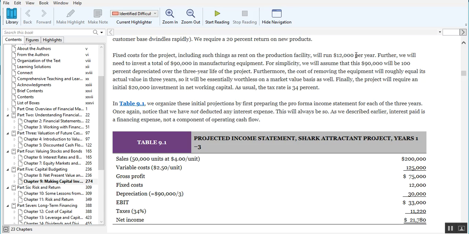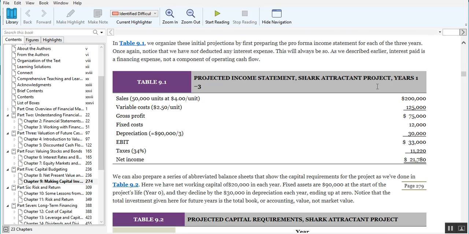We'll need to invest a total of $90,000 in manufacturing equipment, and we're going to assume that it'll be 100% depreciated over the 3-year life of the project. And then the cost of removing the equipment will be roughly equal to its actual value in 3 years, so it'll be worthless. And then finally, the project will require a $20,000 investment in net working capital, and the tax rate's 34%.